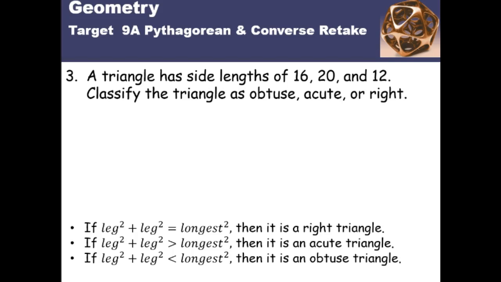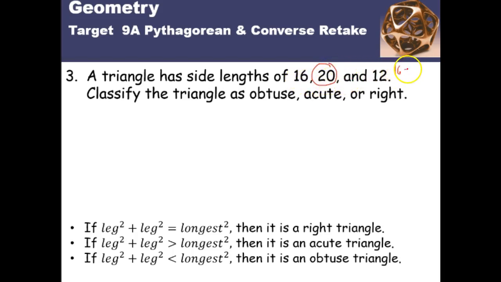Okay, number 3. A triangle has side lengths 16, 20, and 12. So I need to decide if that's obtuse, acute, or right. And the rules are very nicely written down right here for us. So it says leg squared plus leg squared and then the longest. So I need to know what the longest is. And first I have to make sure it's a triangle.